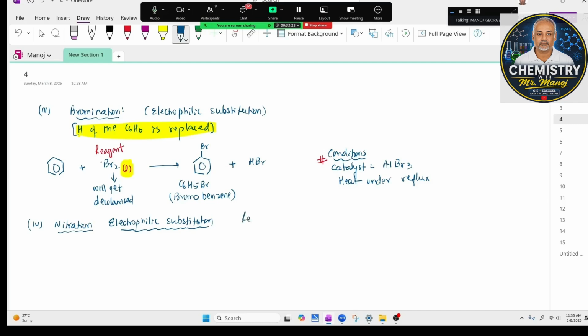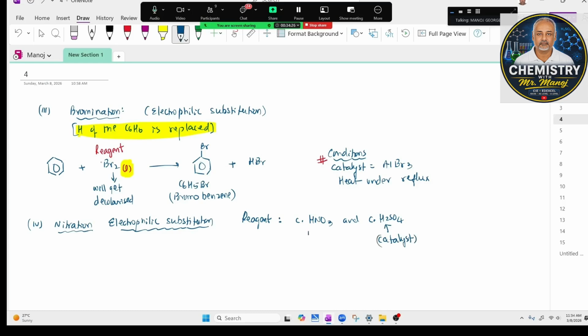First of all, let's be very clear because this is very important. Reagent. So who is my reagent here? The reagent is concentrated HNO3. I need concentrated HNO3 and I also need concentrated H2SO4. So it's actually a mixture of these two, both of them mixed together. And concentrated H2SO4 is the one that acts as the catalyst in this reaction.